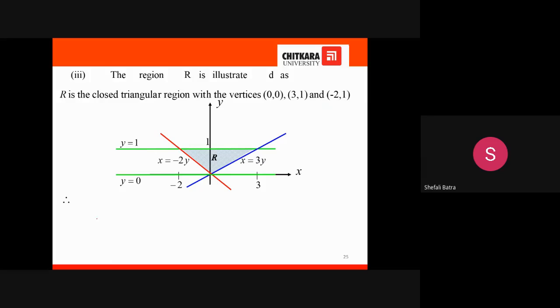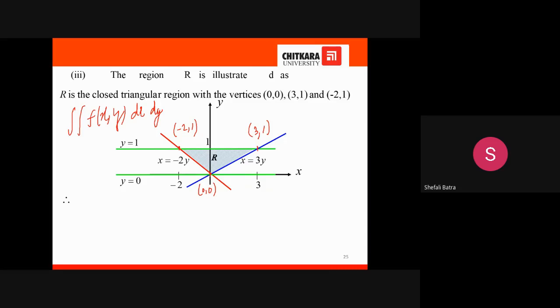This is your diagram. This is x is equal to 3y, x is equal to minus of 2y. This point is minus 2 comma 1 and this point is 3 comma 1 and this is your origin 0 comma 0. Now the question is a double integration of f of x comma y dx dy.